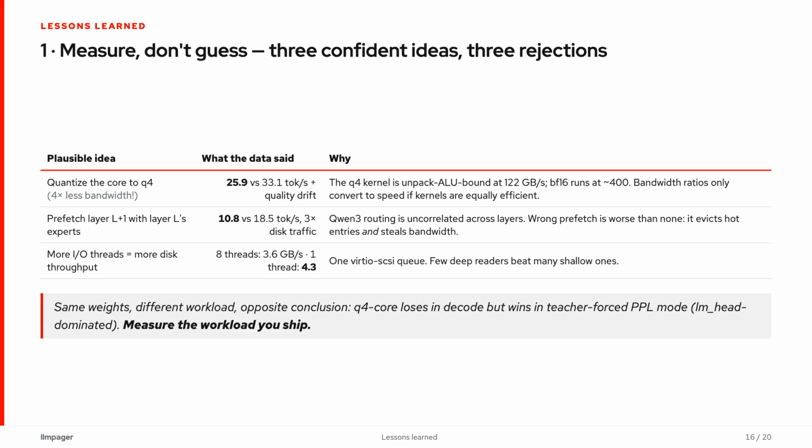Lesson 1: measure, don't guess. 3 confident, plausible ideas, 3 rejections by data. Quantizing the core to 4 bits should have saved 4x the bandwidth. It was slower because the unpack cost ate the savings. Prefetching the next layer's experts should have hidden latency. It nearly halved throughput because wrong prefetches evict good cache entries and steal disk bandwidth. And more I/O threads made the disk slower, not faster. Best of all, the same core quantization idea wins in one workload and loses in another. Measure the workload you ship.